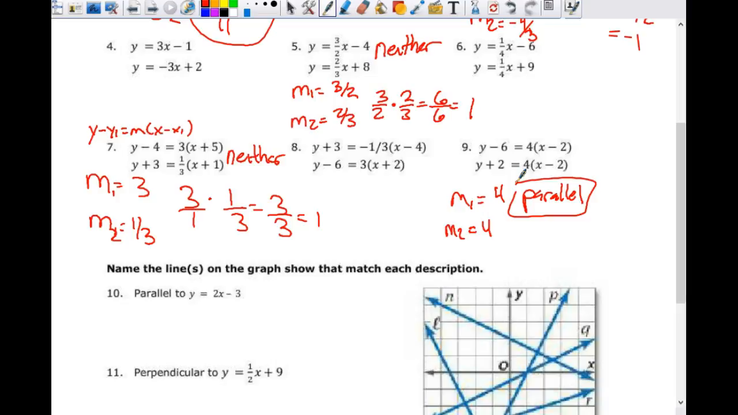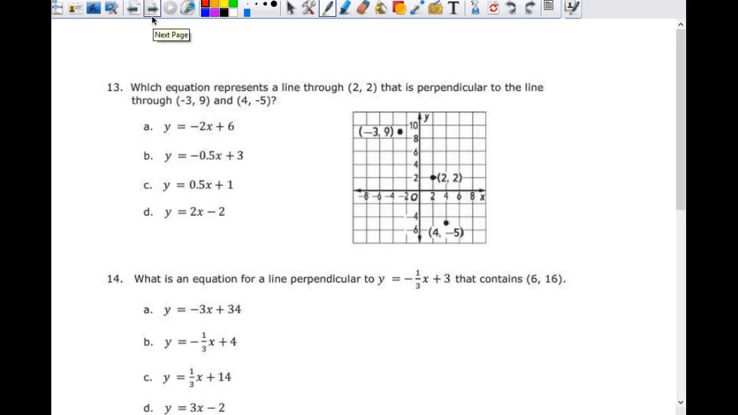All right, now we're going to do the more difficult ones. Number 13. Write the equation for a line that goes through 2, 2, that is perpendicular to the line that goes through -3, 9, and 4, -5. So we have a line, and we're trying to find the equation of this line right here that goes through this point, and it is perpendicular. It's not that bad. But in order to find if two things are perpendicular, you need to find the slope of both, right? So let's find the slope of this first line right here.